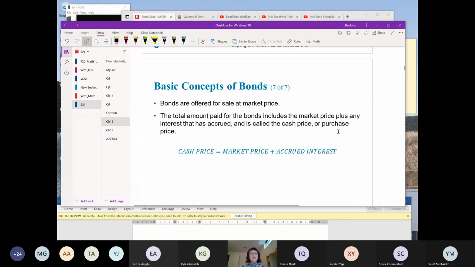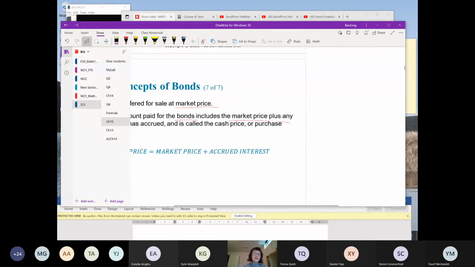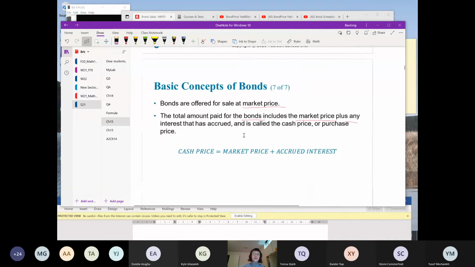Once you bought the bond, you can sell the bond at market price. The bond can be bought and sold at the market. The total amount paid for the bond includes the market price plus any accrued interest. So the cash price has two parts. One is the market price, the other is accrued interest.